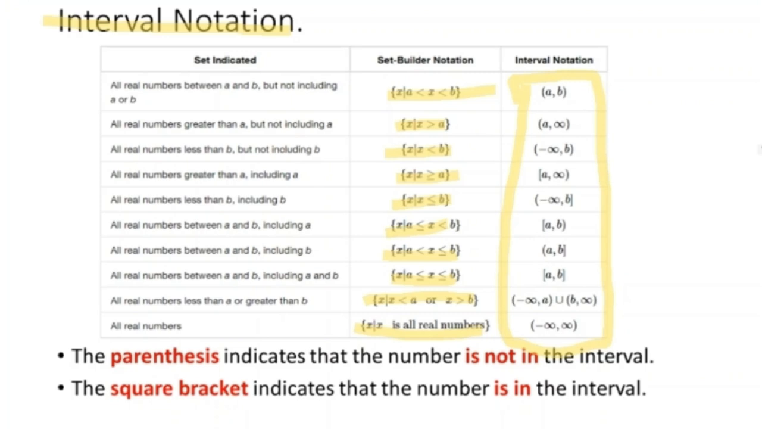If our solution does not have a lower bound, meaning our solution can be as small as it wants, notice how we use the symbol negative infinity. On the other hand, if our solution has no upper bound, meaning it's as large as we want it to be, we use the symbol positive infinity.